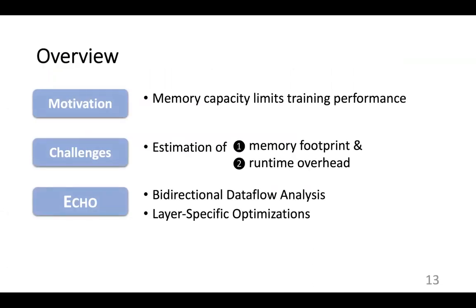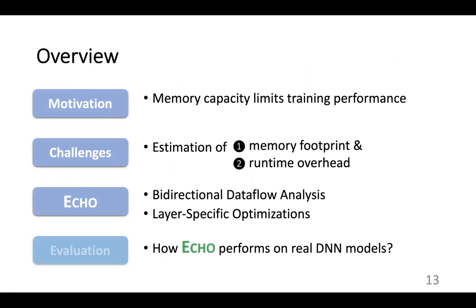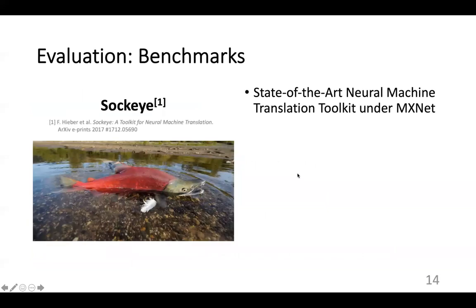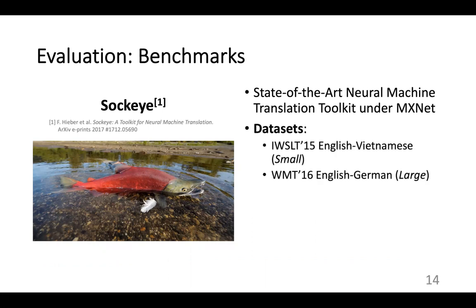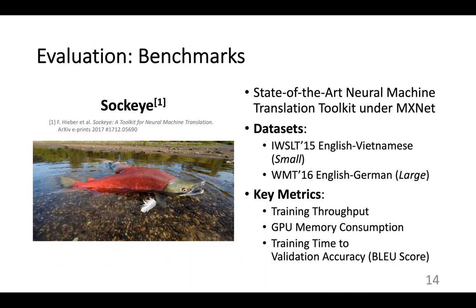Now that we have described the motivation, key challenges, and key idea behind ECHO, let's now see how ECHO performs on real DNN workloads. We use Sockeye as our evaluation benchmark, which is a state-of-the-art machine translation toolkit under the MXNet machine learning framework. We train Sockeye on a small English-Vietnamese dataset and a large English-German dataset, and show evaluation metrics on training throughput, GPU memory consumption, and most importantly, training time to validation accuracy. In the case of machine translation, we use BLEU score as our validation accuracy.